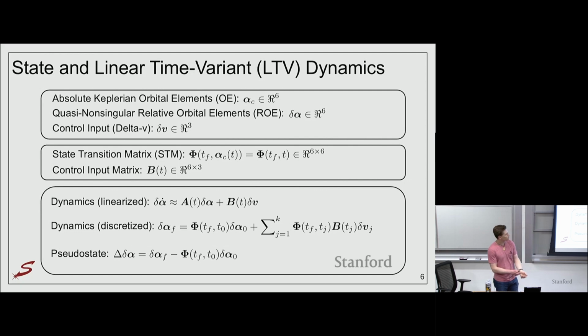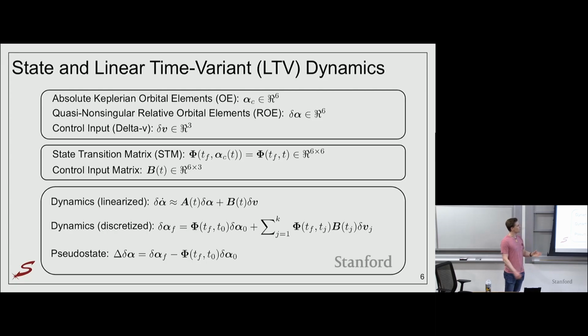So these are the state and the dynamic system that we're going to be considering as part of the base control problem, a very simple control problem at the end of the day. Looking at absolute Keplerian orbital elements, which are given as alpha, quasi-non-singular relative orbital elements, which are given as delta alpha, and control inputs are going to be given as delta V.